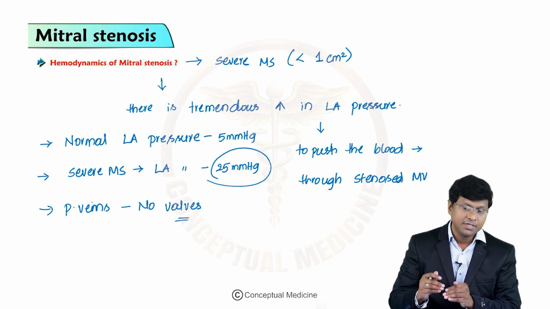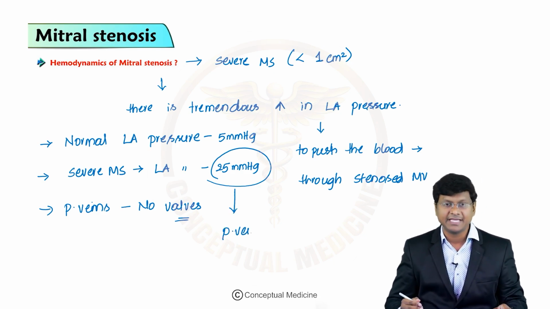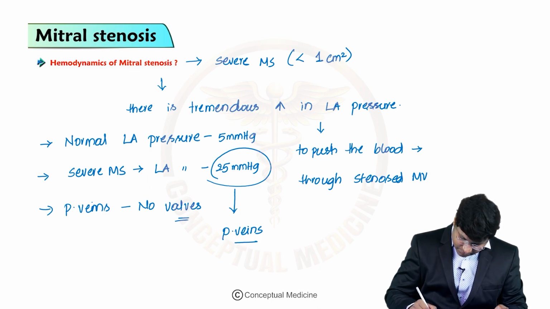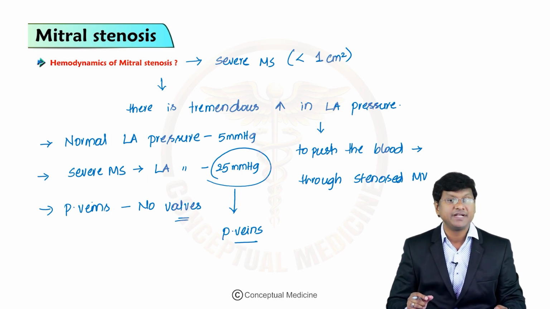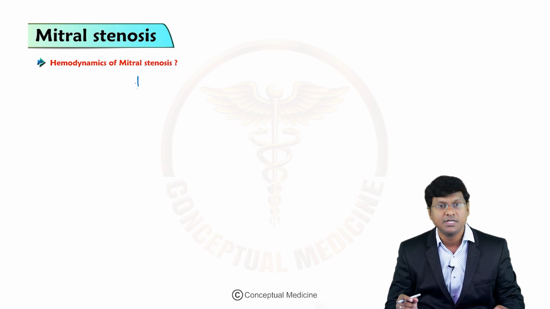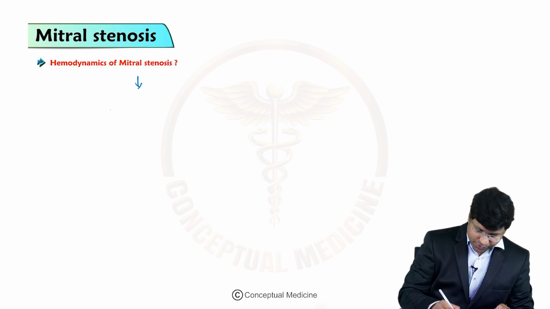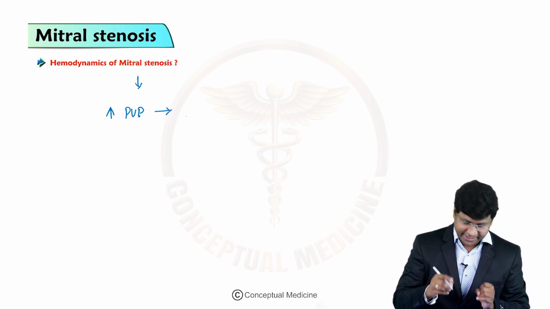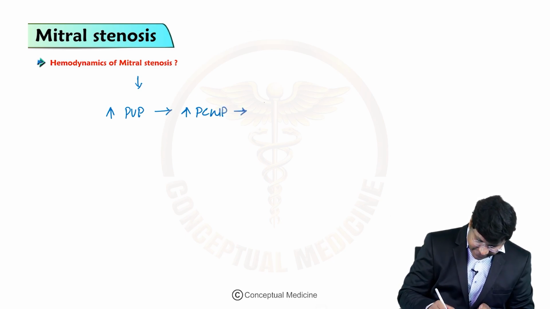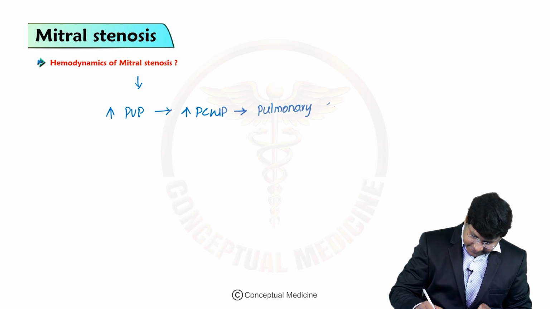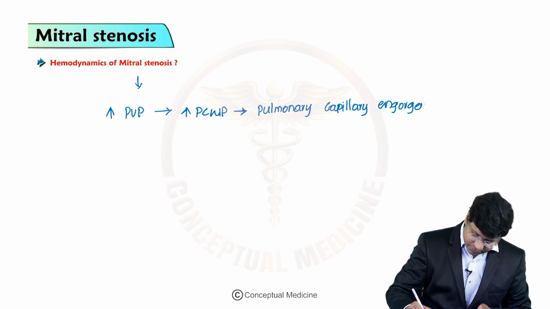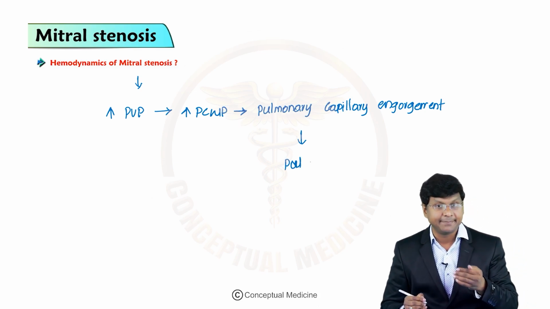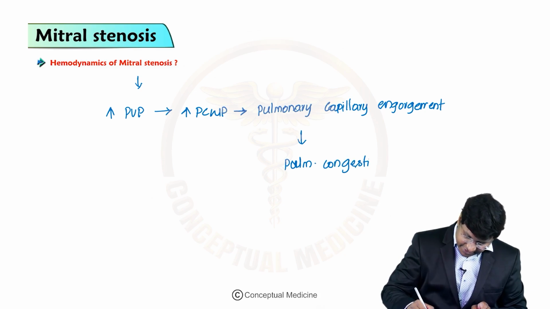The pressure from the left atrium will be transmitted to the pulmonary vein, and from the pulmonary vein to the pulmonary capillaries. Subsequently, there will be an increase in pulmonary venous pressure and in the pulmonary capillary wedge pressure, and that will cause pulmonary capillary engorgement, which will subsequently lead to the development of pulmonary congestion.